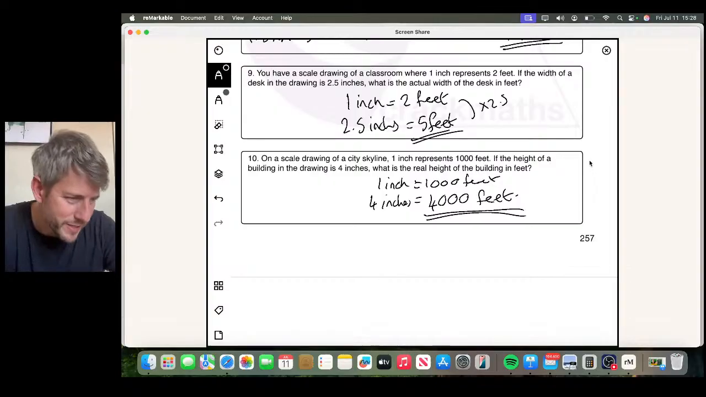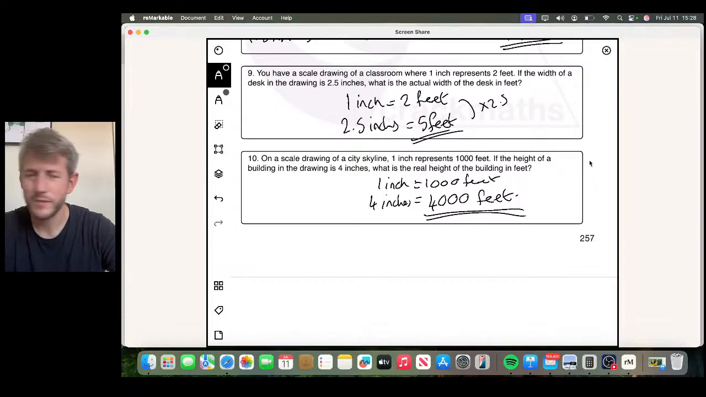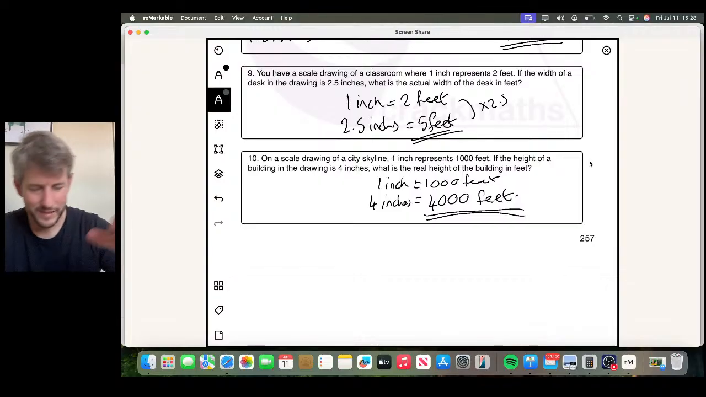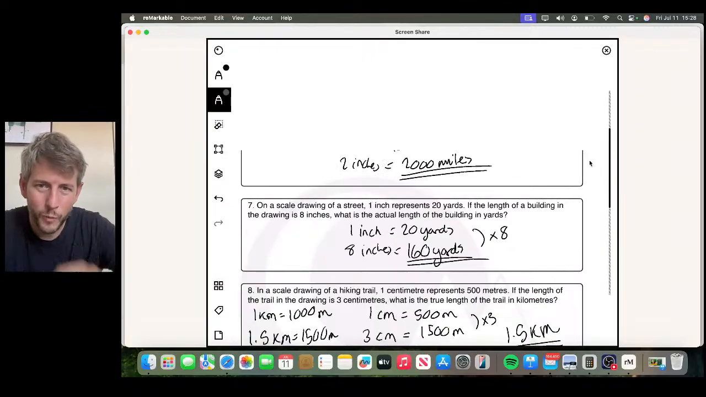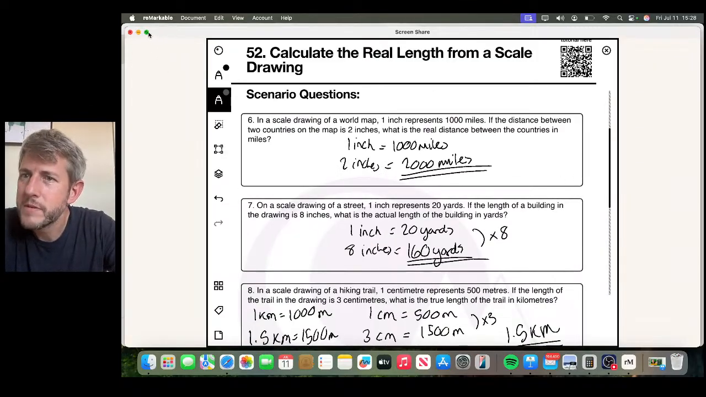Are there any buildings in real life that are 4,000 feet tall? Because that seems pretty high. I wonder. Right, but I'll wonder for later. Right, so here we go.